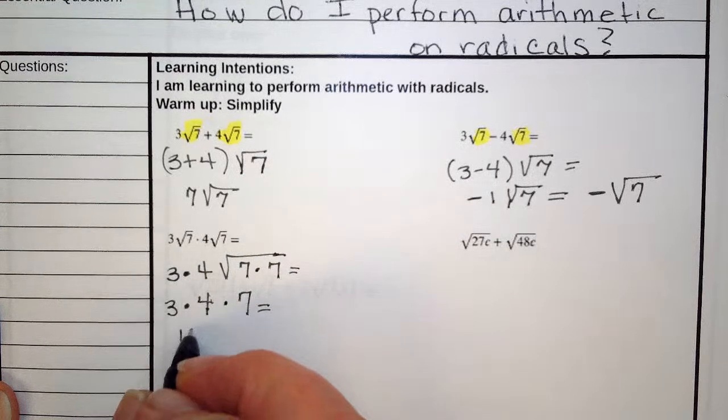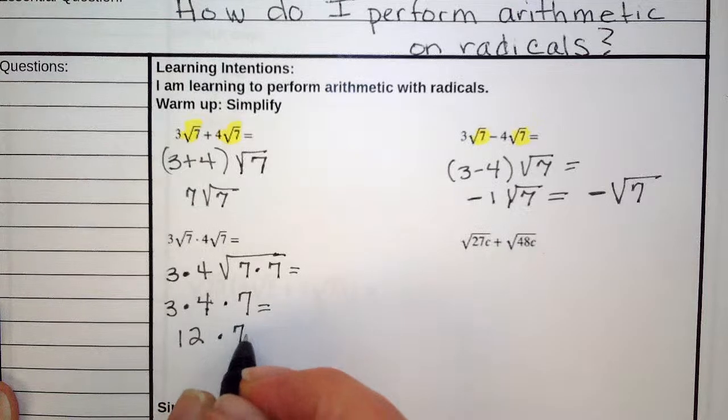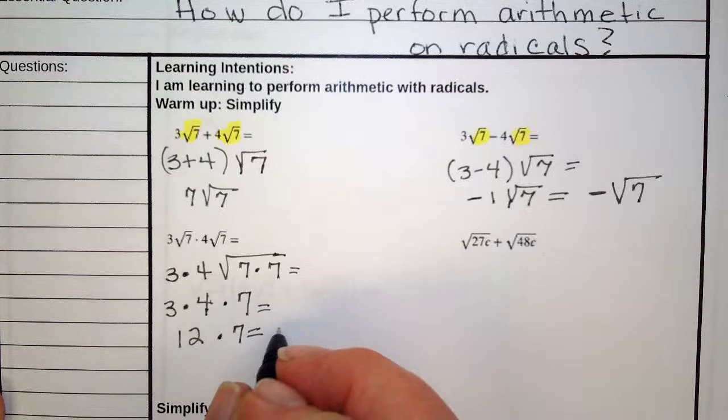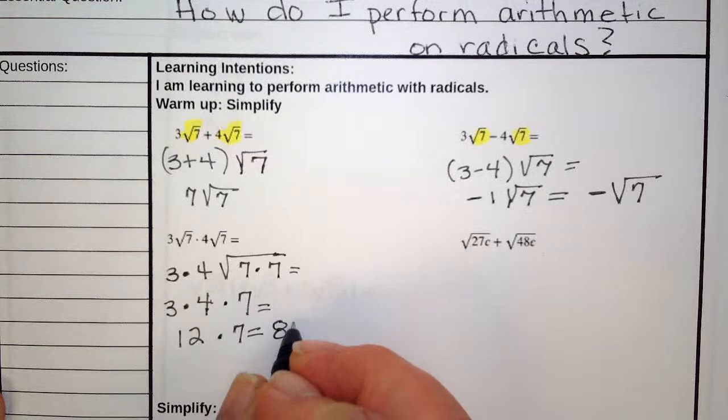3 times 4 is 12 times 7. 10 times 7 is 70. 2 times 7 is 14. 70 plus 14 is 84.